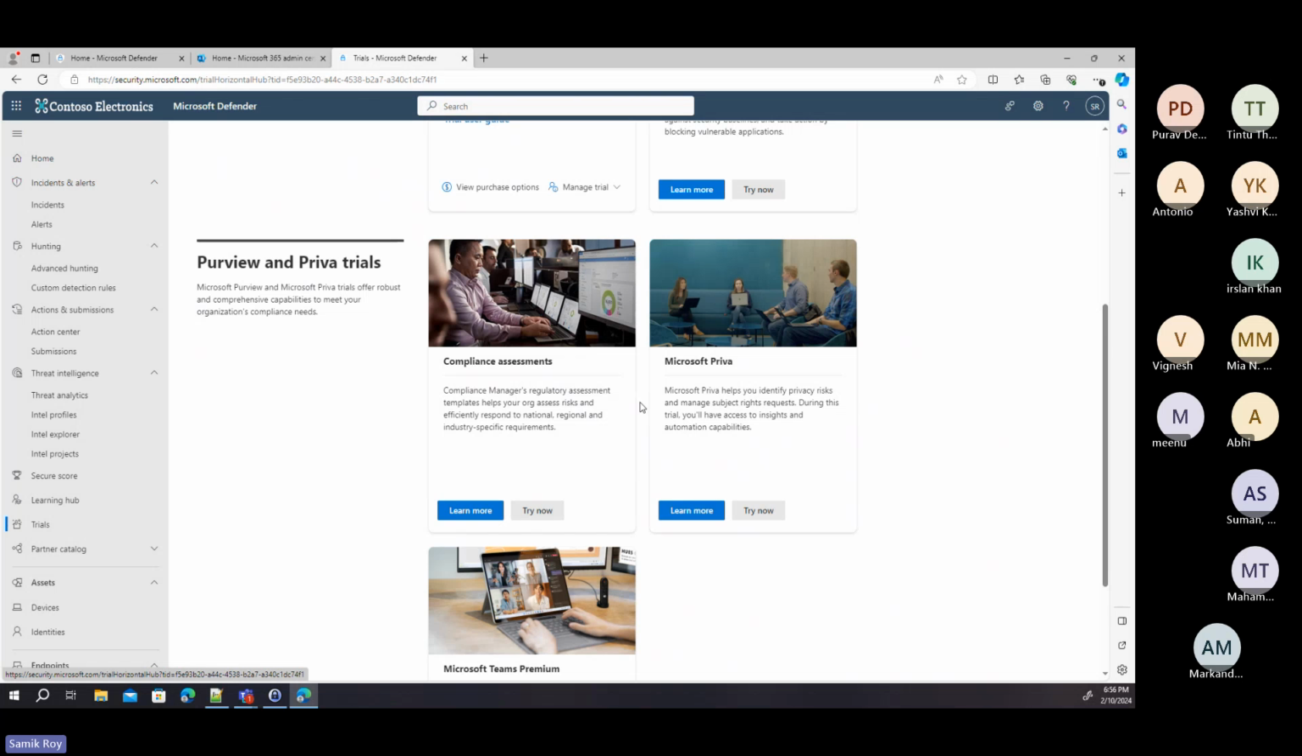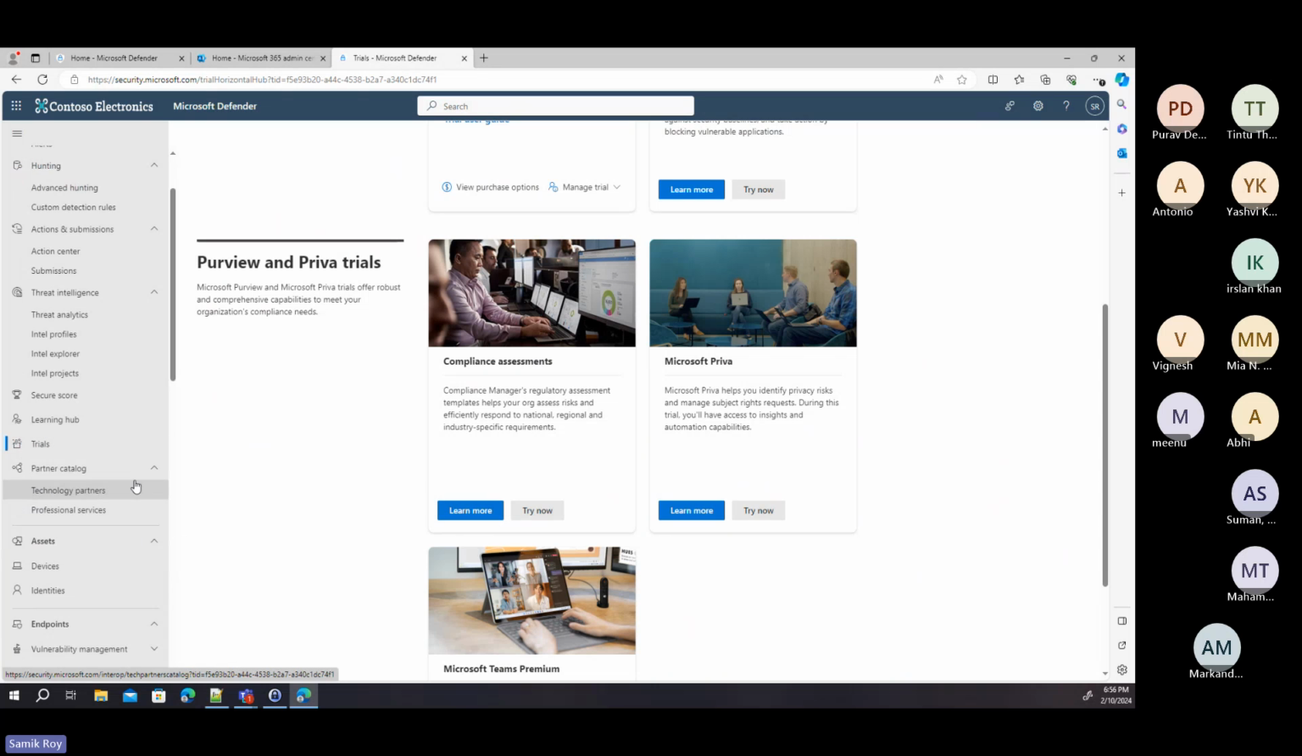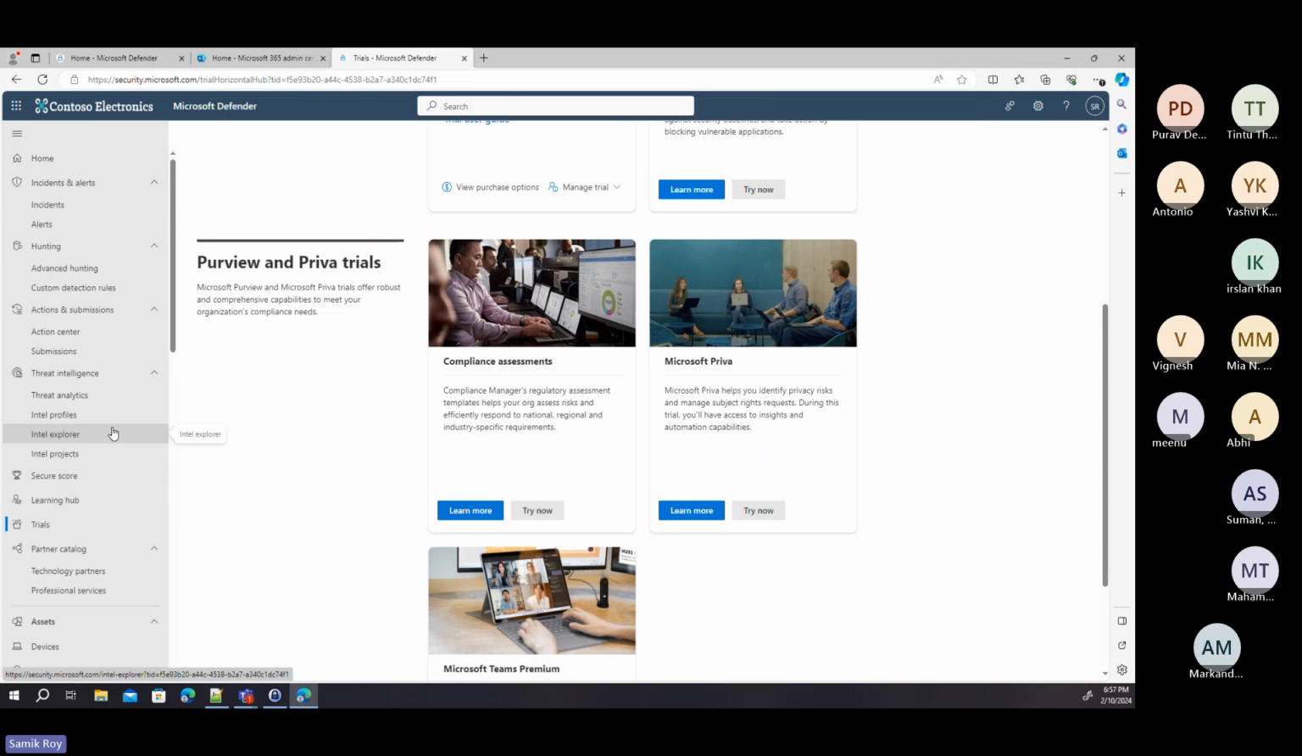So these are the sections available as part of trials. And then you can also look at the partner catalog, in case you are looking for a partner to manage your ecosystem or want professional services around that. So with that said, this was a very high-level demo of Defender XDR. I would like to give it back to Vignesh.